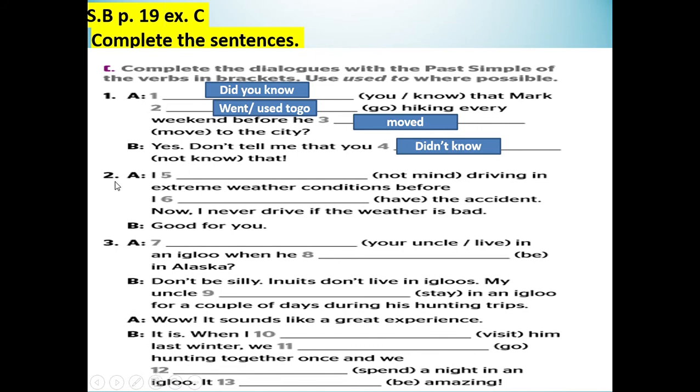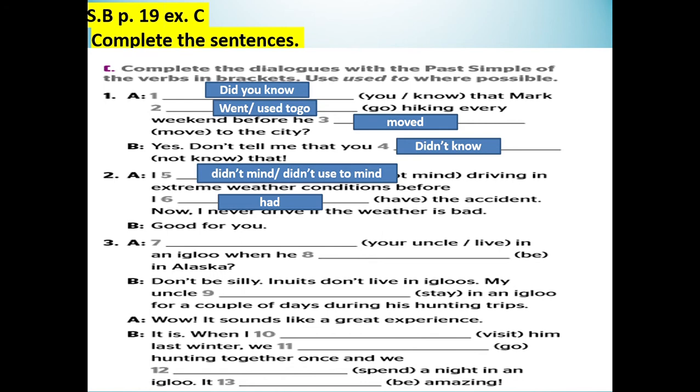Another question, another dialogue. 2. A: I, negative in the past. I didn't mind. Or you can use didn't used to mind driving in extreme weather conditions before. Before I, what is the past form of the verb have? Excellent, dear, I had the accident. Now I never drive when the weather is bad.